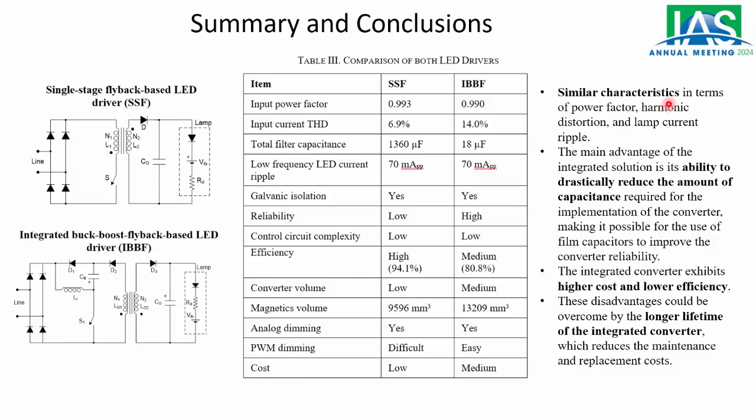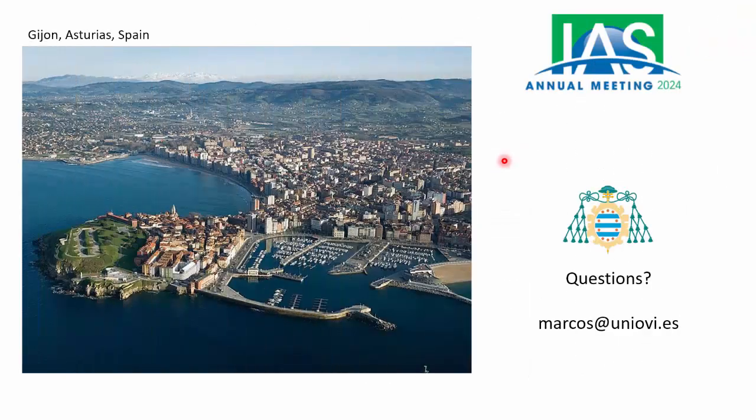So at the end, similar characteristics in terms of power factor, harmonic distortion, and lamp current ripple. The main advantage of the integrated solution is its ability to drastically reduce the amount of capacitance required to implement the converter, but we have of course the disadvantage of higher cost and lower efficiency. But we also have to consider that we are going to have a much longer lifetime for the integrated converter. So even if we have a lower efficiency, we can compensate for this in terms of cost by having a longer lifetime. Well, this concludes this presentation.